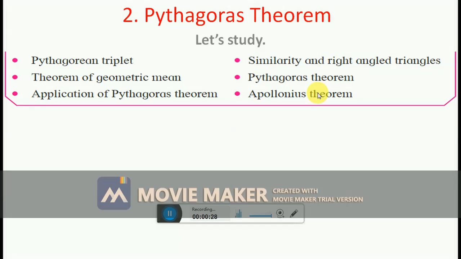First one is Pythagorean triplet, second one is similarity in right angled triangles, third one is theorem of geometric mean, fourth one is Pythagoras theorem, fifth one is applications of Pythagoras theorem, and sixth one is Apollonius theorem. We will discuss all the remaining topics one by one. We have already learned Pythagorean triplets, similarity in right angled triangles, theorem of geometric mean, and Pythagoras theorem. Today we are going to learn applications of Pythagoras theorem and Apollonius theorem.